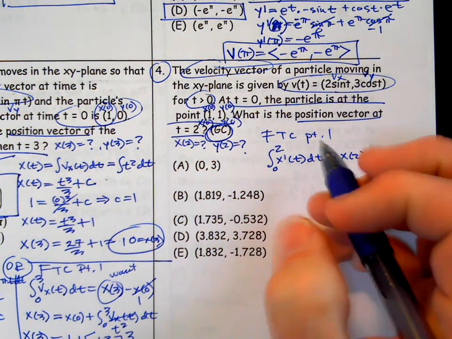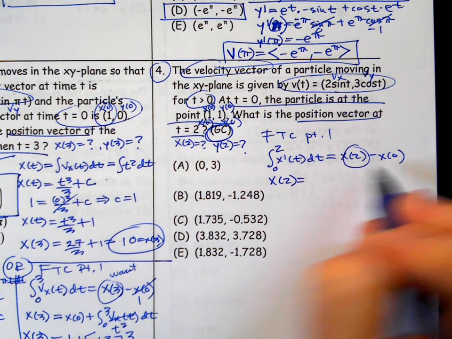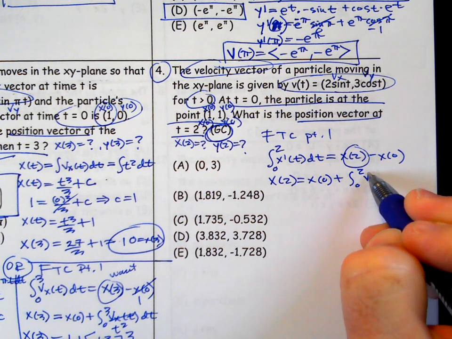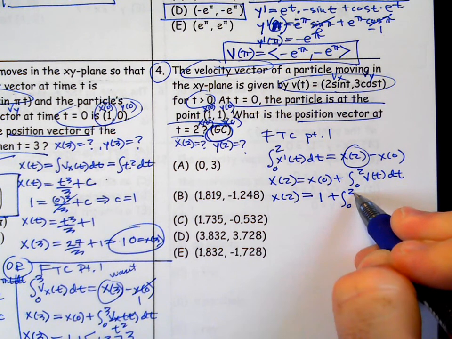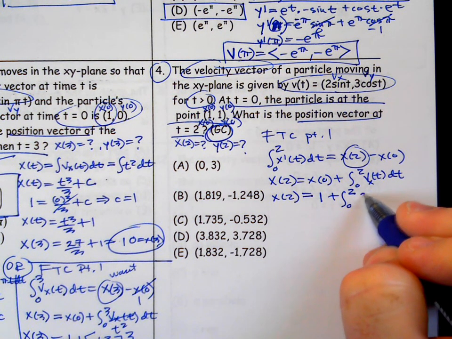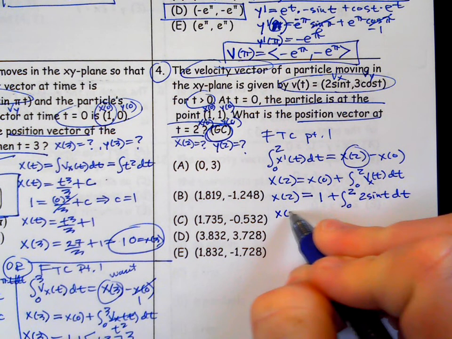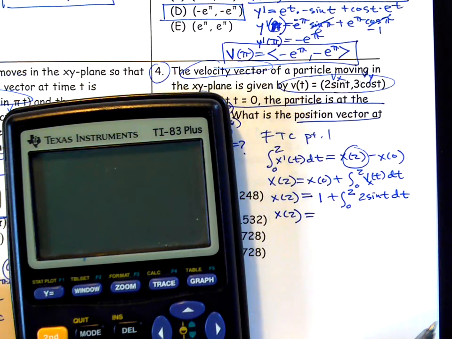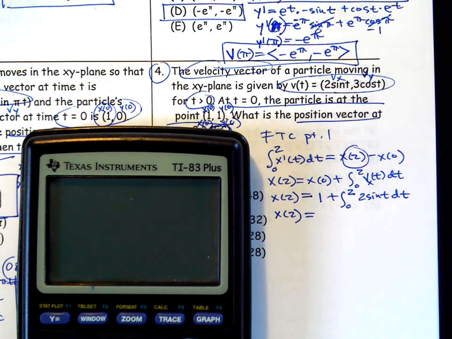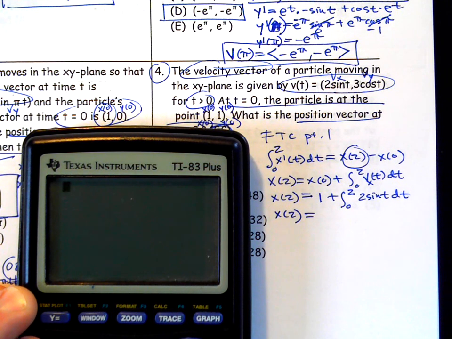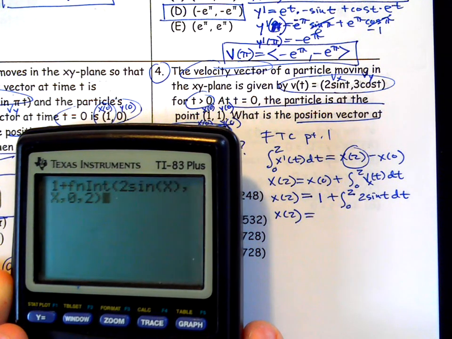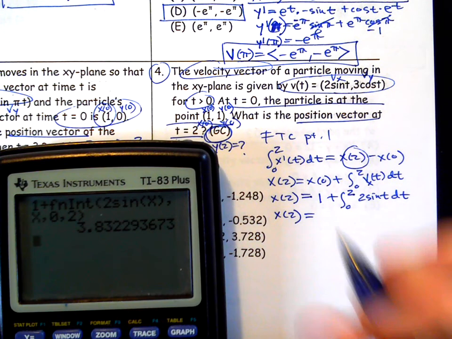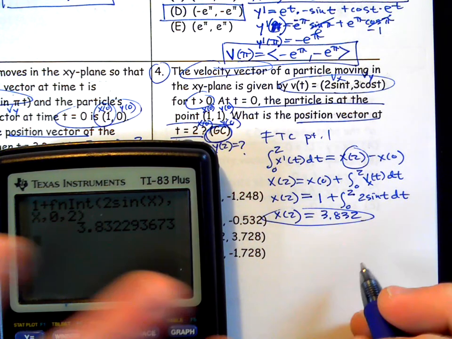So from here, this is what you want. You can rewrite it as x of 2 equals x0 plus the integral from 0 to 2 of v of t dt. Then x of 2 equals x0, which is 1, plus the integral of the velocity in the x direction, 2 sine t dt. I'm just going to do that on my calculator. I know it's not that hard to do by hand, but it is going to be faster on a calculator and potentially help you avoid some mistakes. So we're going to do 1 plus math 9, 2 sine x, comma x, comma 0, comma 2. And hit enter. And there's your answer: 3.8323, truncated. Okay, there's only one on here.